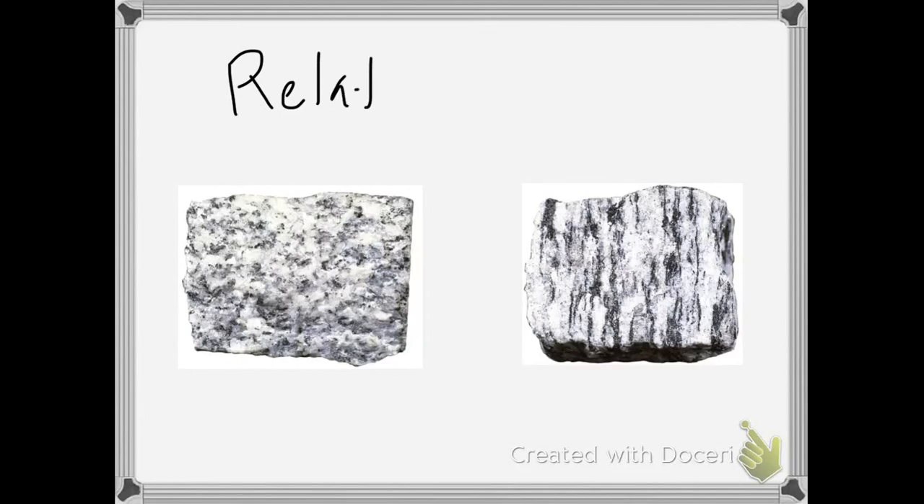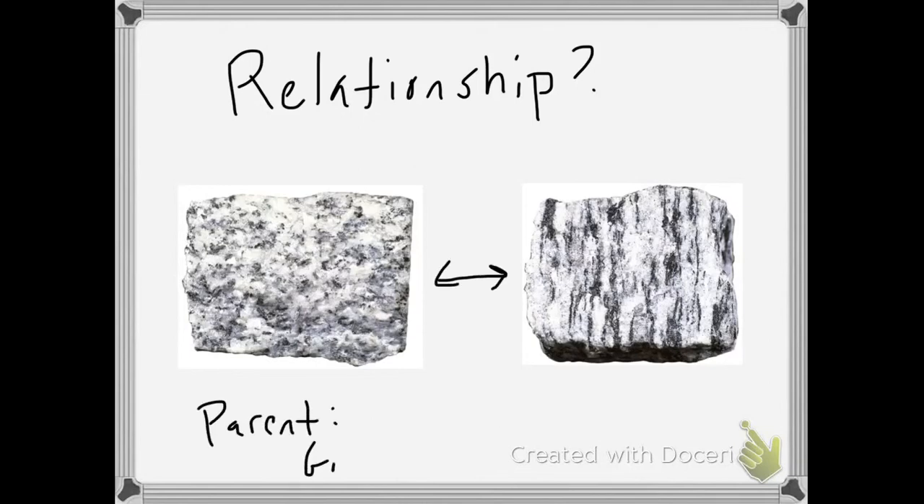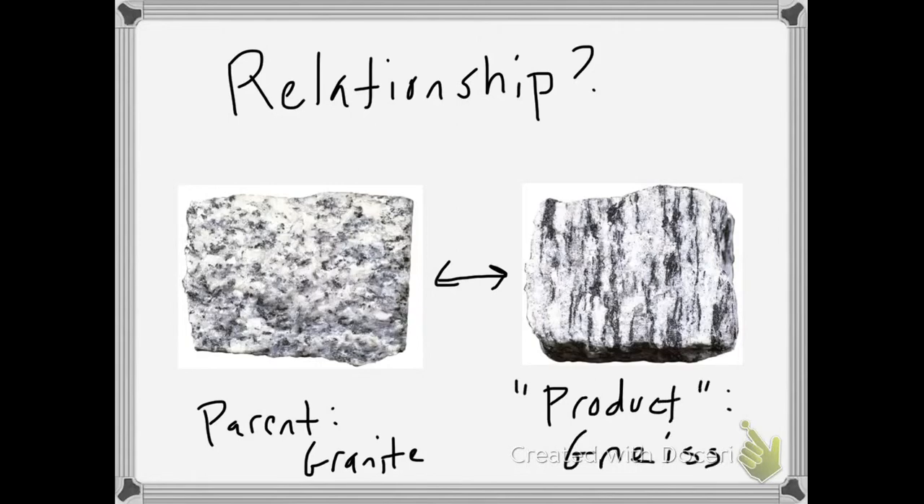So now we're going to take both rocks and compare them with one another to see if we can establish a relationship between the two rocks. What is the relationship of the left rock when compared to the right one? Okay, so the left one is a parent rock, it's granite, and the right one is actually the product of metamorphism, which is called a gneiss. Is a gneiss a low, medium, or high grade metamorphic rock? And the answer is it is a high grade.